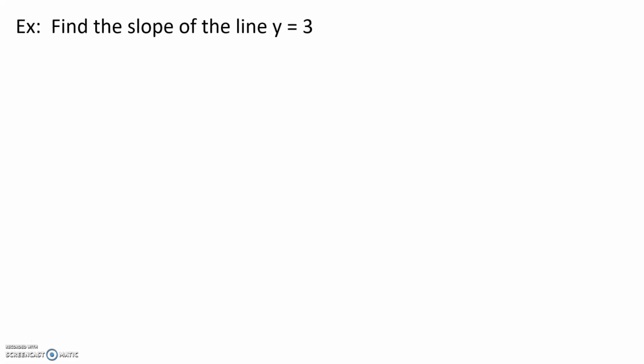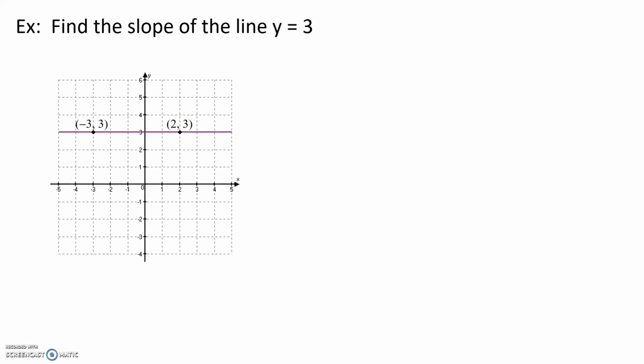Here's another example. Let's find the slope of the line y equals 3. Now for this, let's first graph the line. So you can graph the line using any 2 points. The points I picked were 2, 3 and -3, 3. Remember that if you have the line y equals 3, the y value will always be 3. You can pick the x's to be whatever you want them to be. So I picked -3 and 2.